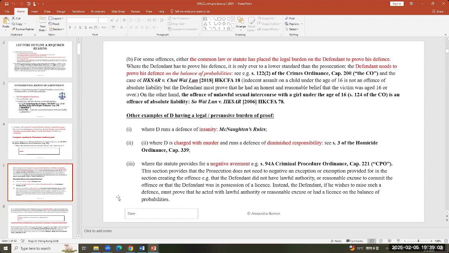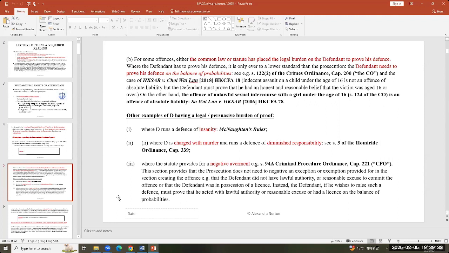So you'll remember from our evidence lectures that there are some common law examples of where the defendant has a legal burden of proof, right? You remember the defense of insanity, McNaughton's rules. In that case, if the defendant wants to run a defense of insanity, then he has the legal burden of proof to prove that he was insane, right? That's a common law shifting of the legal or persuasive burden of proof.